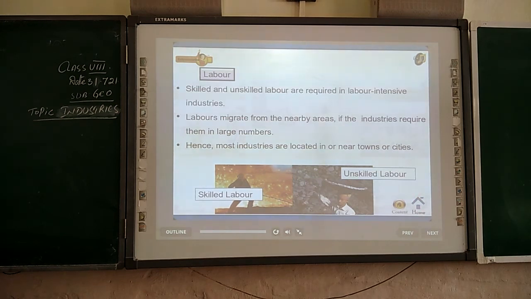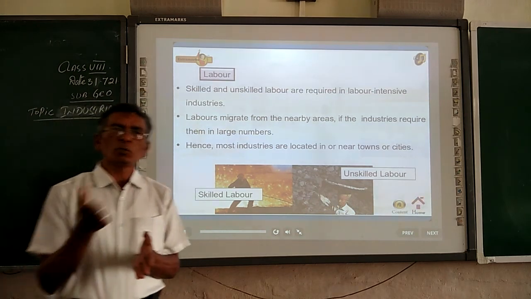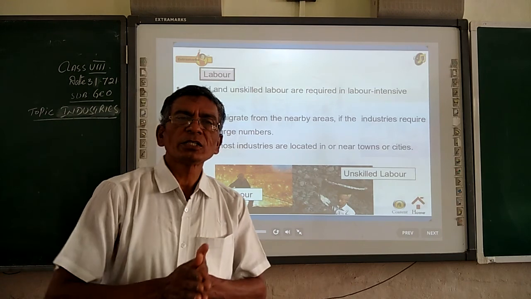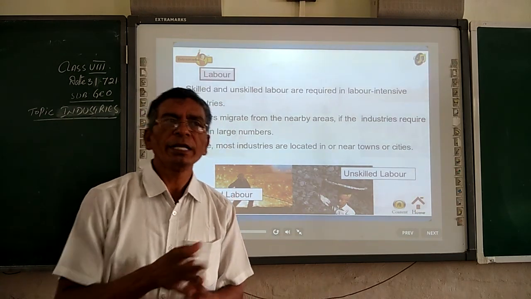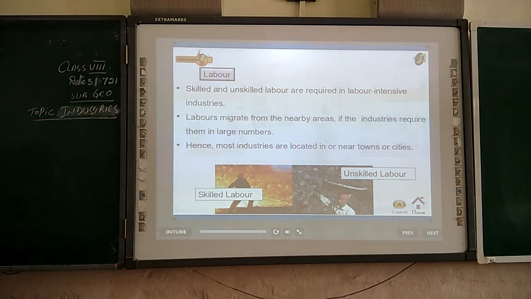Even if you see the general observation, most of the industries, whether small scale industries or large scale industries, are located nearby cities and towns. So you see the examples given: these are skilled laborers, these are unskilled laborers.